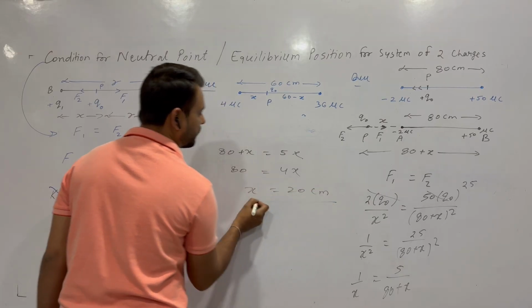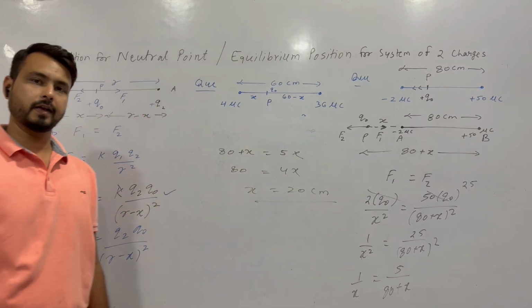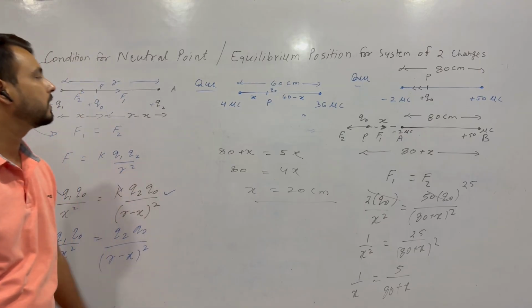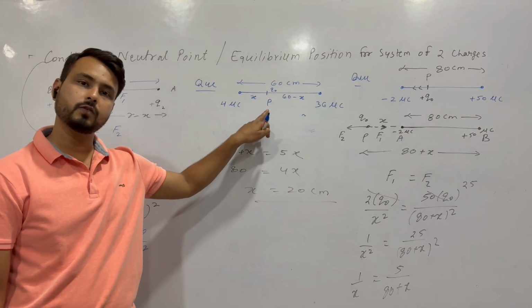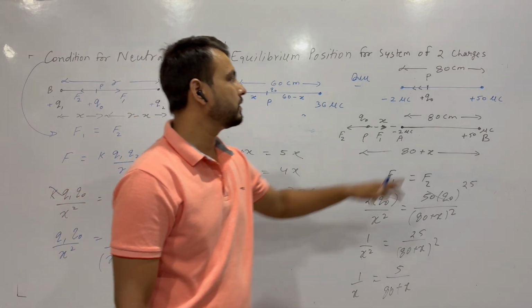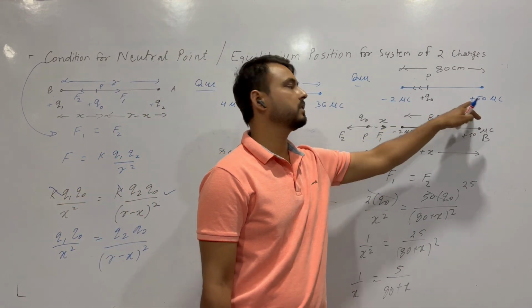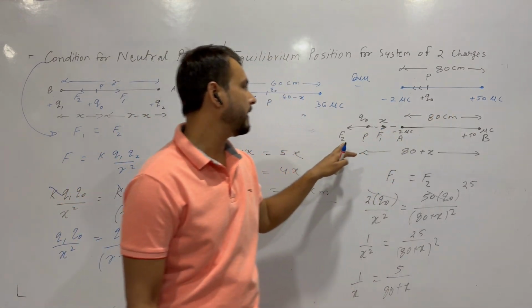20 centimeter. So here it should be noted carefully that for two like charges, the neutral point will be in between, on the line joining them, and for two opposite charges, the neutral point will be on the extended line.